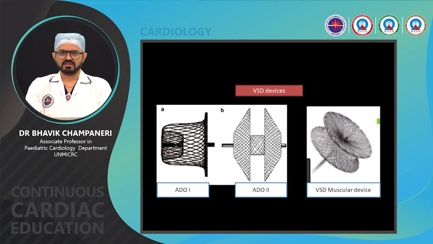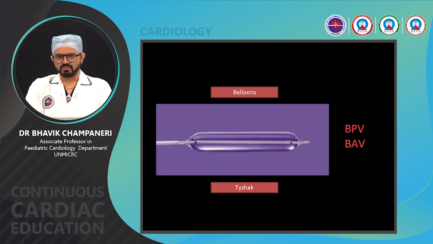So these are the various devices which are being used for closing ventricular septal defect, and again these are the devices which are used for patent ductus arteriosus, that is ADO1 and ADO2. ADO1 and ADO2 are the most commonly used devices for closing ventricular septal defect, most commonly perimembranous VSDs. This is a muscular VSD device which is being used for closure of muscular septal defects where there are margins available on all sides of the defect.